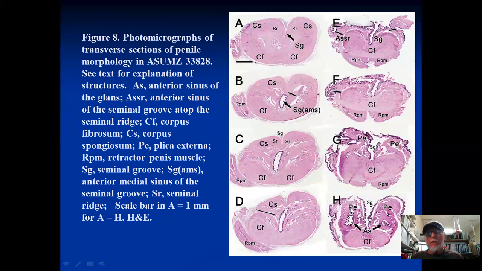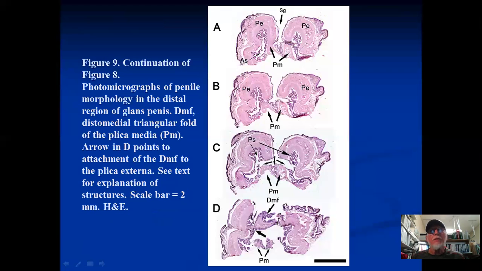Here again, we can see the plicae externa. The corpus fibrosum has become smaller, but still it's a basal plate. And finally, the last slide in this series shows the development of the plicae externa, quite large in nature.